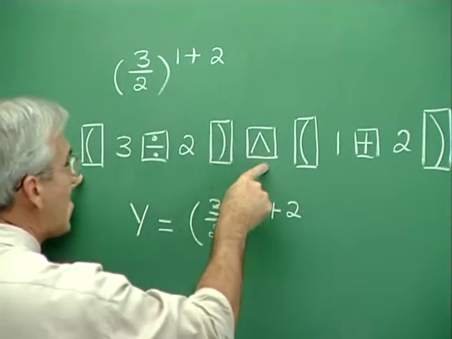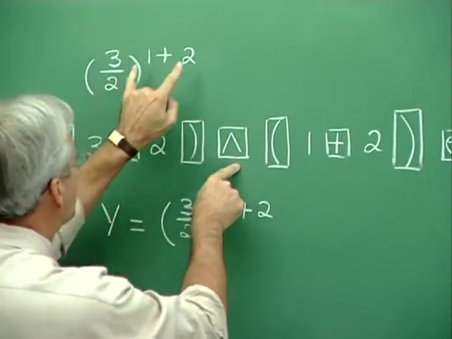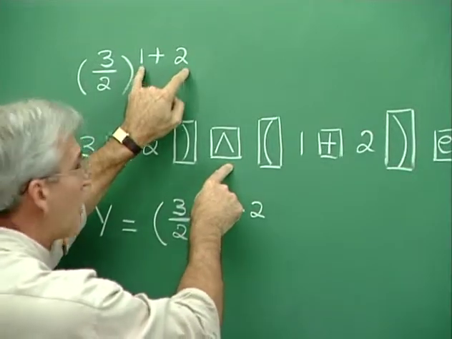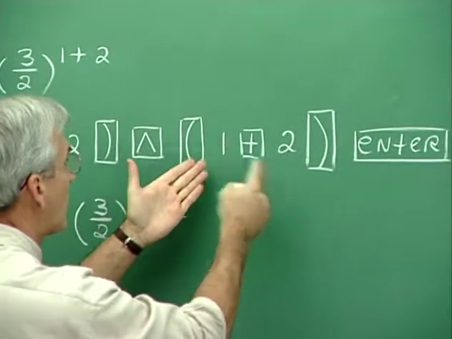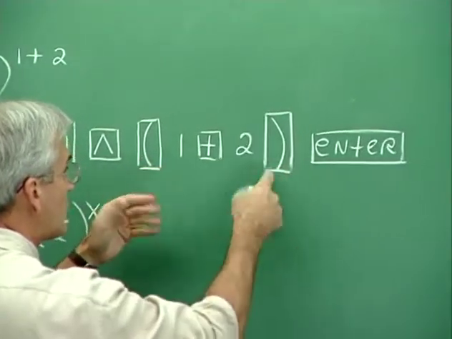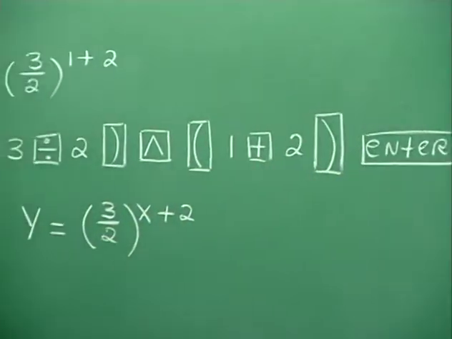All right, then we would press the exponent button, and notice that since we have a binomial in the exponent, we would open a parenthesis and enter those 2 items in the exponent. So it would be 1 plus 2, close parenthesis, press enter, and we would get the value that we're looking for.